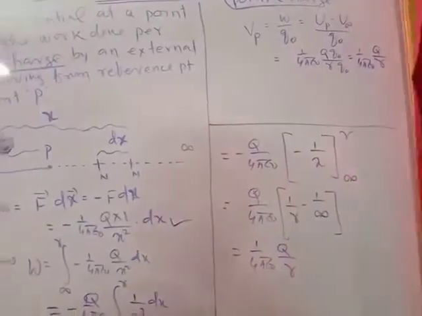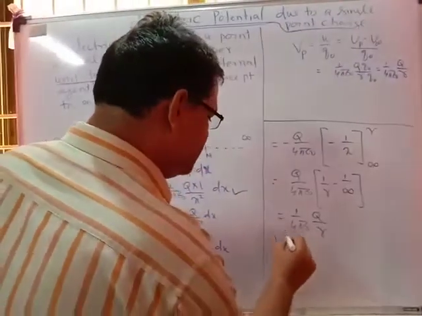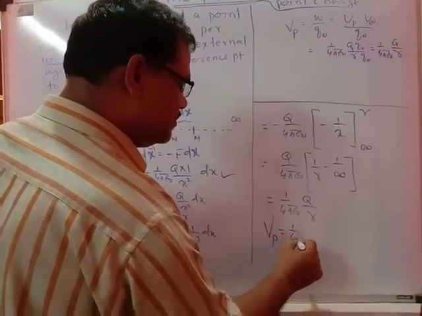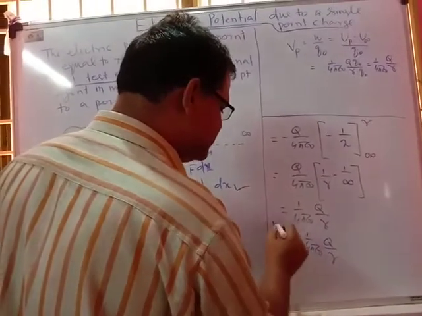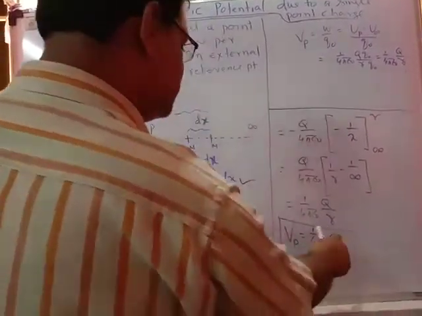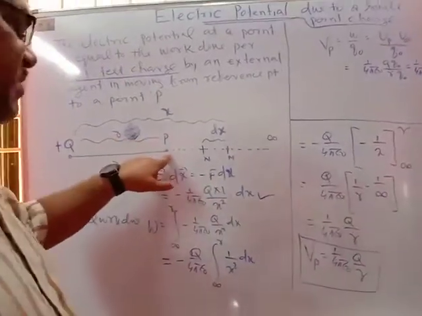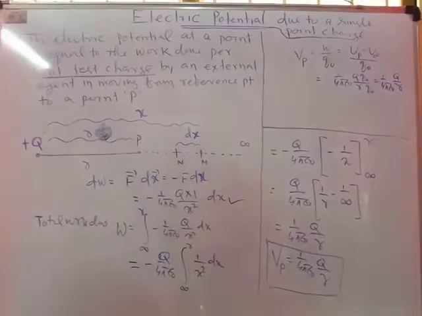This is the electric potential at point P. Hence Vp, the electric potential at point P, equals 1 upon 4 pi epsilon naught Q upon R, due to the single point charge. Because this charge Q, the source, is at rest, and we are getting the electric potential at this point P, Vp equals 1 upon 4 pi epsilon naught Q upon R.